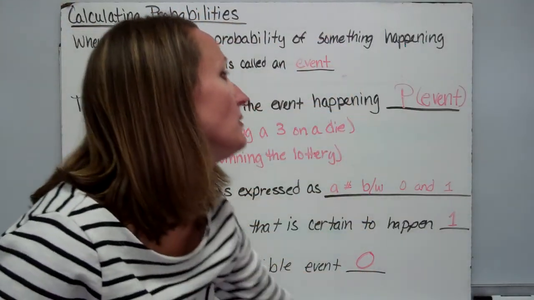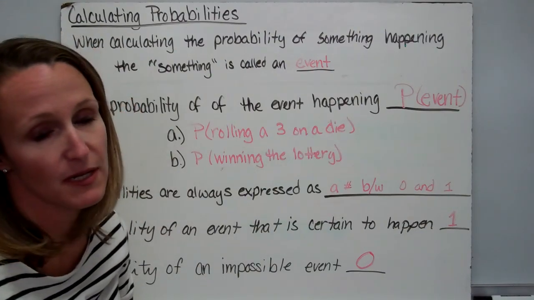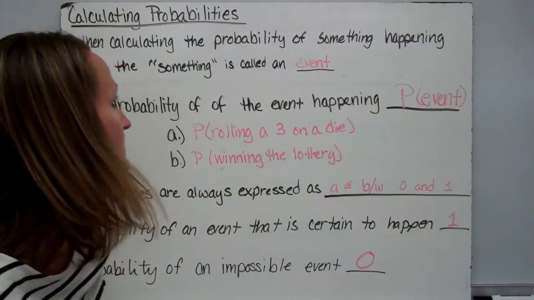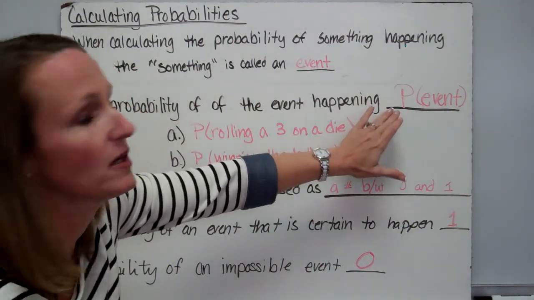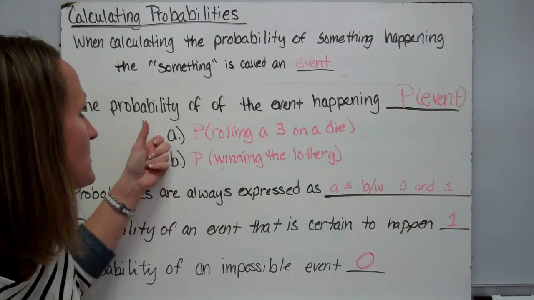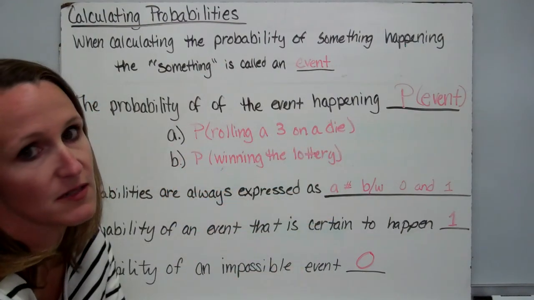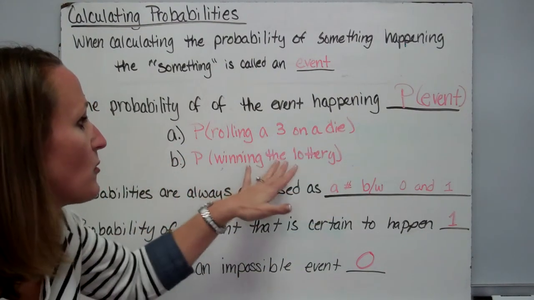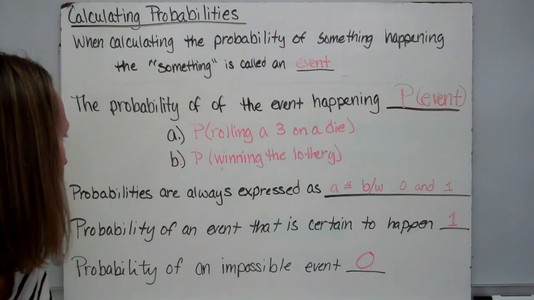Okay, so how do we calculate probability? When calculating the probability of something happening, that something is called an event. We write it down as P, the probability of the event, and the event goes in parentheses. So for example, the probability of rolling a 3 on a die: rolling a 3 on a die goes in the parentheses. Or the probability of winning the lottery. This is how probability is notated.